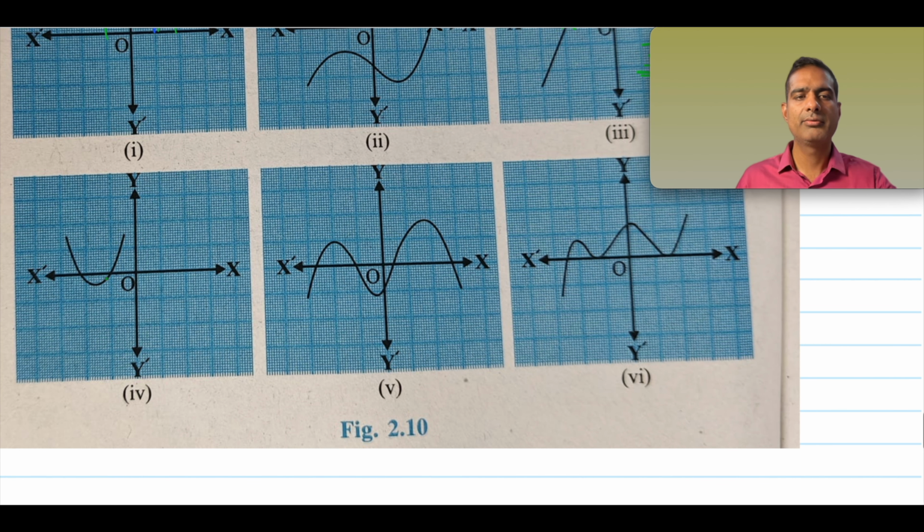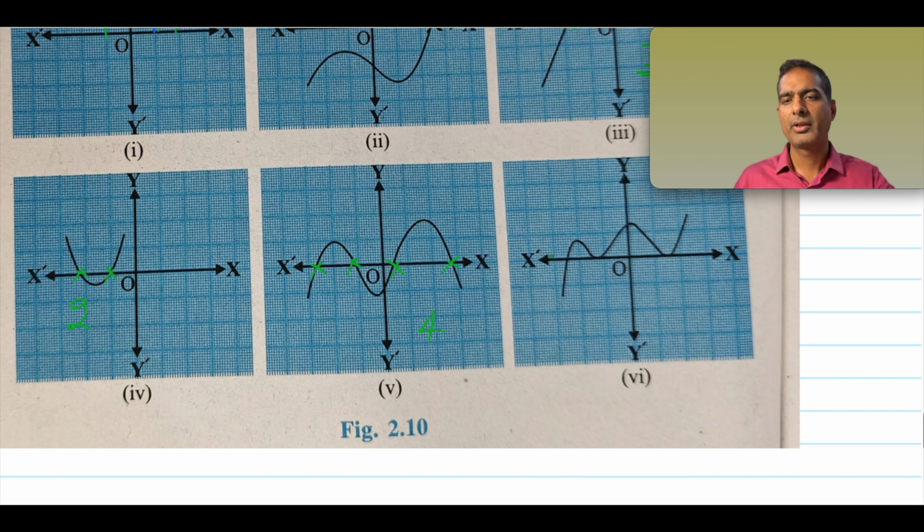Similarly, in the fourth example, we can see that this is a parabola opening upwards and it is crossing x-axis at 2 points, so it will have 2 zeros. In the fifth example, the curve is crossing x-axis at 4 points. Again, we have to be cautious: it is crossing y-axis also, but the point where the curve is crossing y-axis is not a zero of the polynomial. So in this case, the number of zeros will be 4.